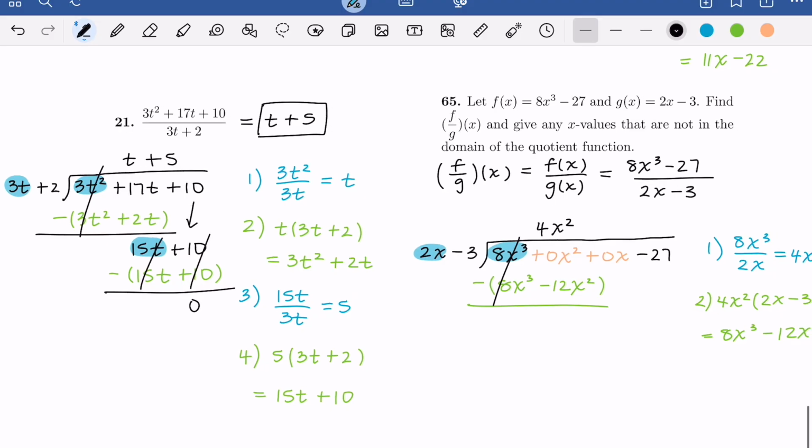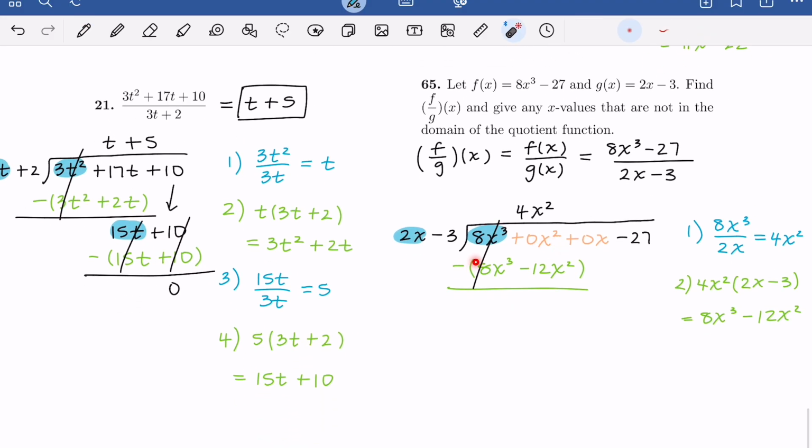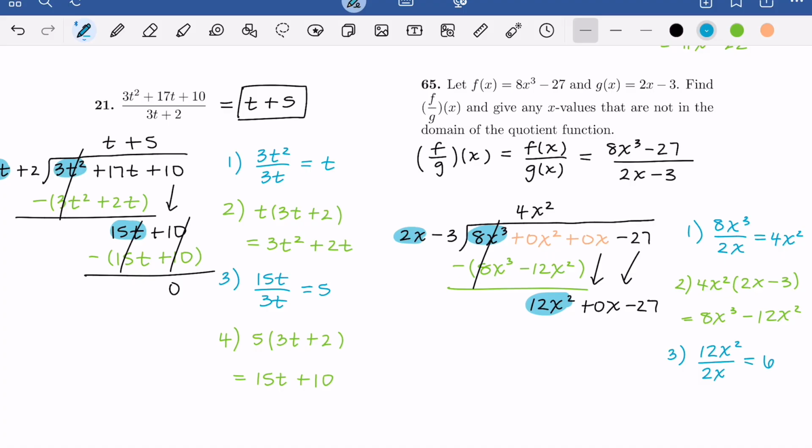These guys are going to cancel. And then we're going to have 0x squared plus 12x squared. So we're going to have a 12x squared, and then we're going to bring down these two terms, plus 0x minus 27, and then we're going to repeat the process. We're going to take the leading term in our resulting polynomial and divide it by the leading term in our divisor. So we're going to have 12x squared divided by 2x. This is going to give us 6x. Now that result goes up here. It's going to be our second term in our solution.